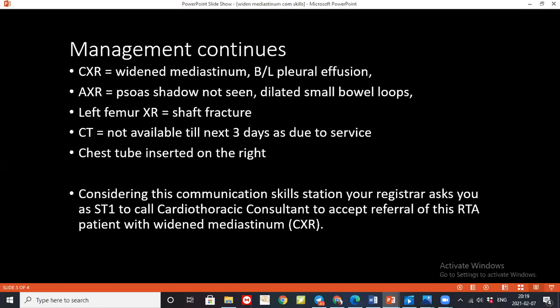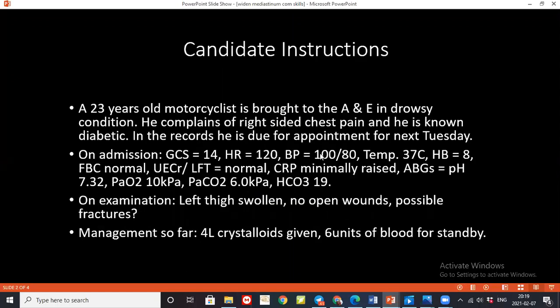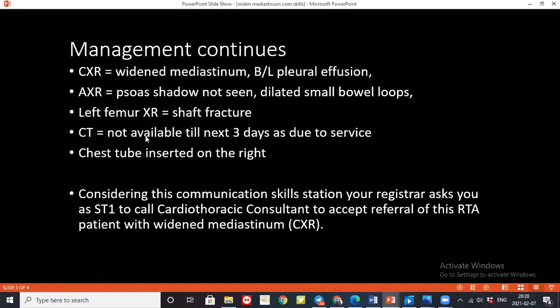Okay. So is the patient stable now? Yes. Start fluid resuscitation and prepare the patient with blood transfusion, and now the patient is stable. Okay, so has any CT scan been done, or do you think the patient needs a CT scan before the transfer? The CT scan is not available for the next 3 days.